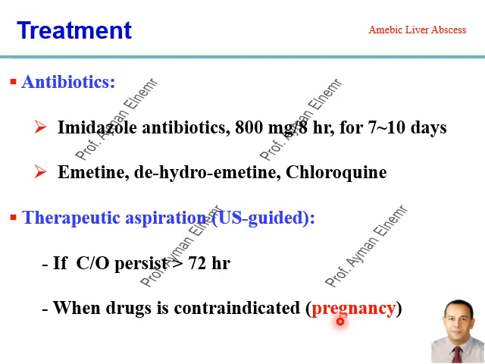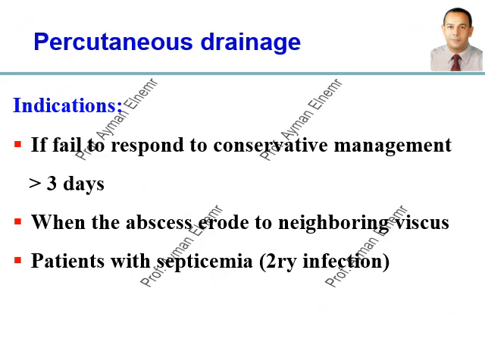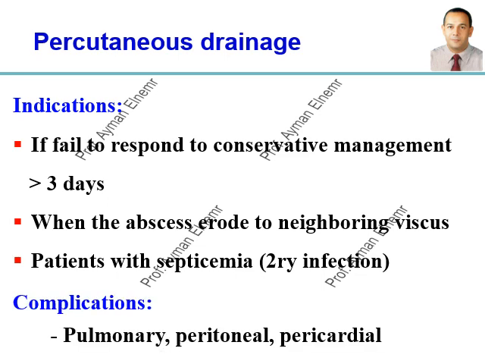A few days later, ultrasonic examination is repeated, and if the abscess cavity has recollected or is more than 5 cm, aspiration may be repeated. Percutaneous drainage by catheter is indicated if the abscess fails to respond to conservative management after more than 3 days, or when the abscess erodes the neighboring viscus, or in patients with septicemia. It means secondary infection. But this has many complications like pulmonary, peritoneal, and pericardial complications.